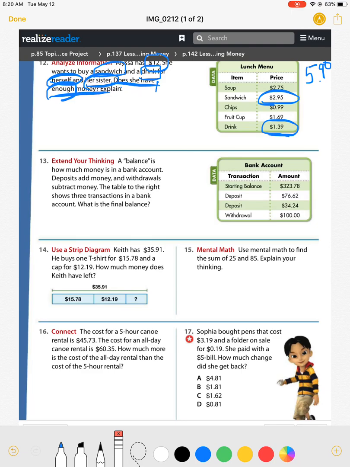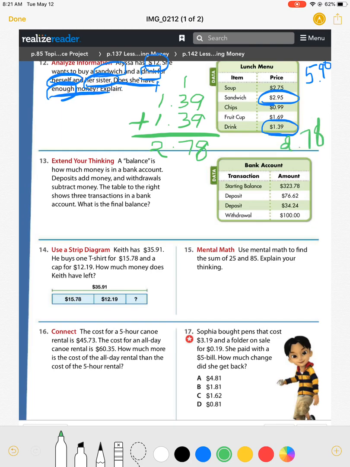Now let's look at the drink. That's $1.39 plus $1.39. Now we add. 9 plus 9 is 18. 3 plus 3 is 6, plus 1 is 7. 1 plus 1 is 2. So that's a total of $2.78.